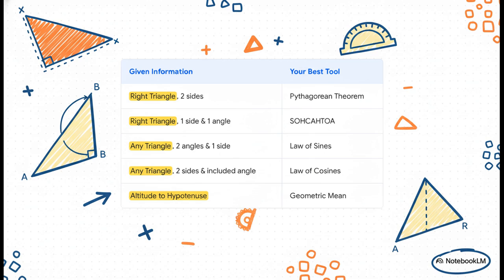And here it is, our complete toolkit, all in one place. This is basically your decision guide. Whatever triangle puzzle you're facing, just find your situation on the left and grab the tool on the right. Got a right triangle with two sides? Pythagoras. Any old triangle, but you got that sandwiched angle? Law of cosines. That really specific altitude setup? The geometric mean shortcut. It's all right here.